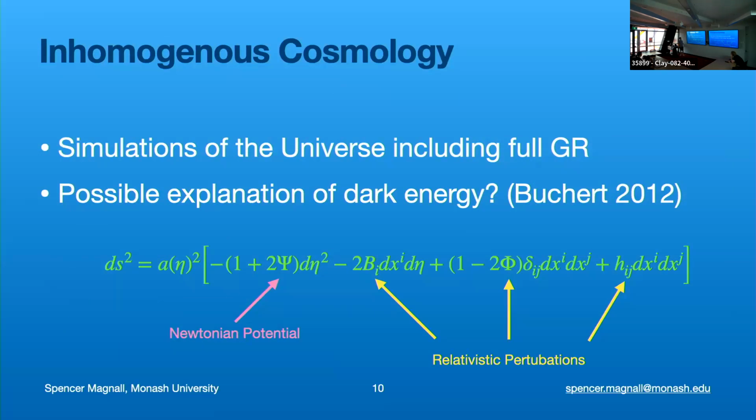And this has been suggested as a possible explanation of dark energy. I'm not going to go into that. So basically speaking, here we have a fancy Friedmann FLRW metric with extra terms that come from relativity: a vector term, a relativistic potential, and what you call a gravitational wave.